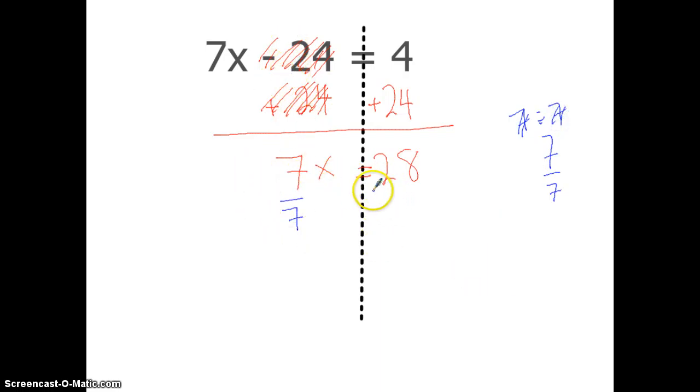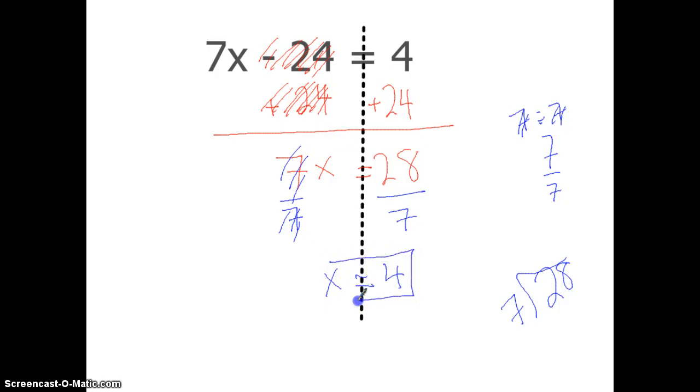And now whatever I do to this side, I do to the other side, divide by 7. Okay, cancel your opposites. Bring down the x. X is now by itself because I've canceled the 24 by adding, and I've canceled the 7 by dividing. The wall gives me the equal sign. The other side is 28 over 7, and that means the 28 goes inside the house. So 7 into 28 goes 4 times. So the solution is 4.